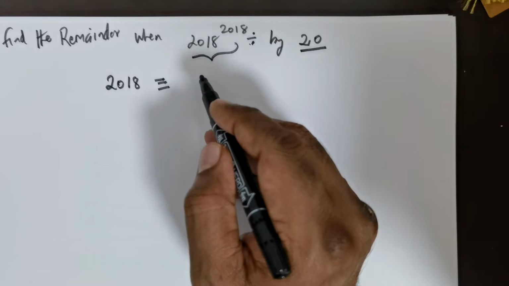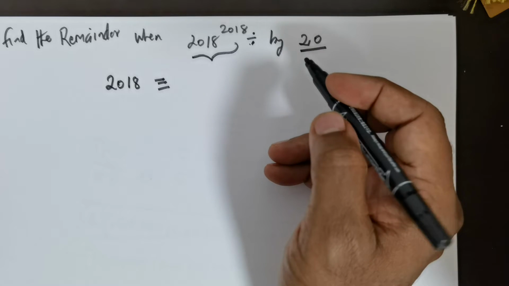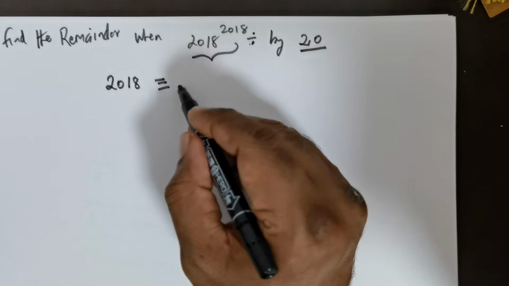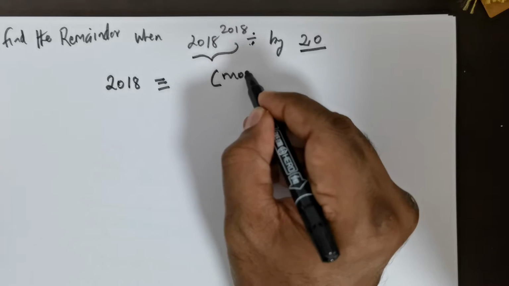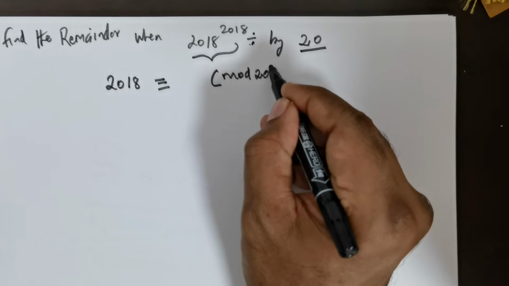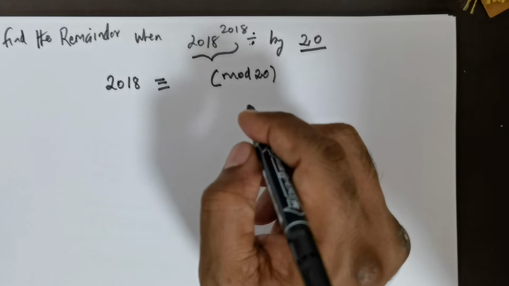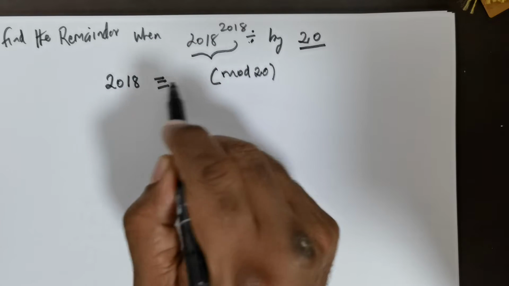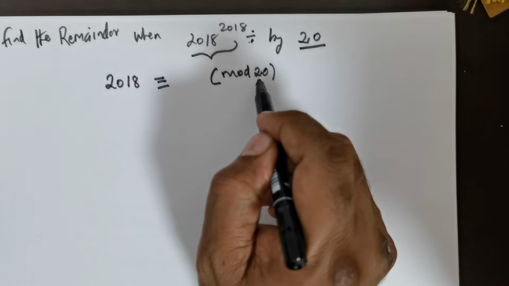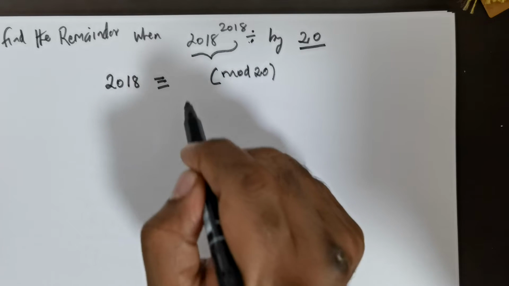Now, by long division it's okay, but by modular division I need to place the remainder here when I am performing modular arithmetic. In other words, I want to place the remainder over here when 2018 is divided by 20. Now the question is, what should be that remainder?